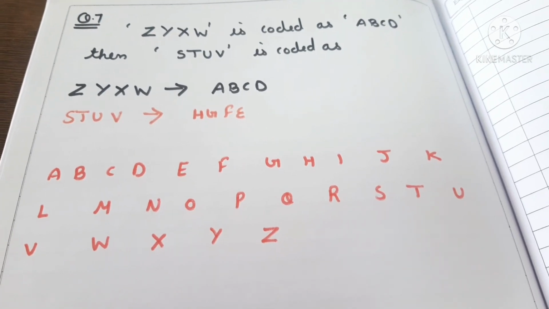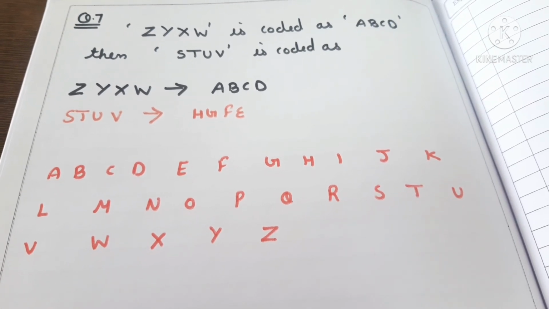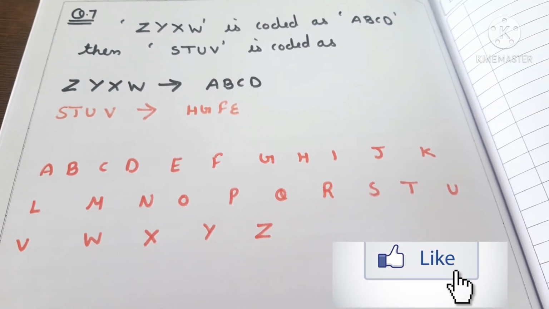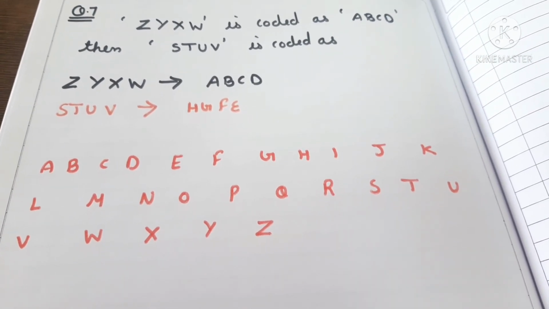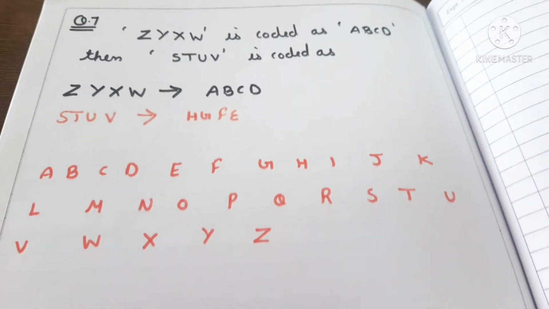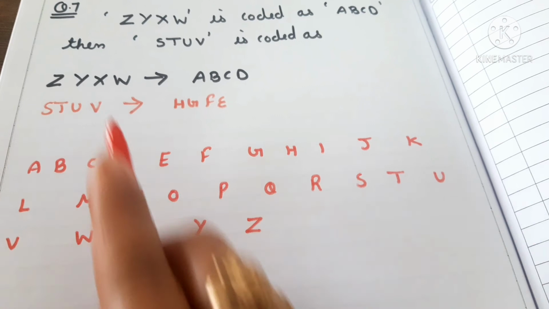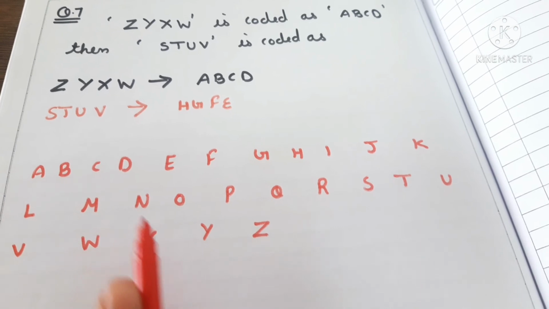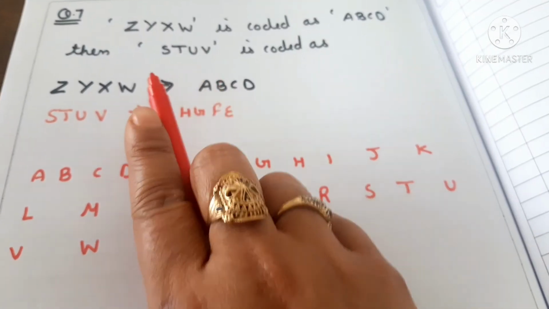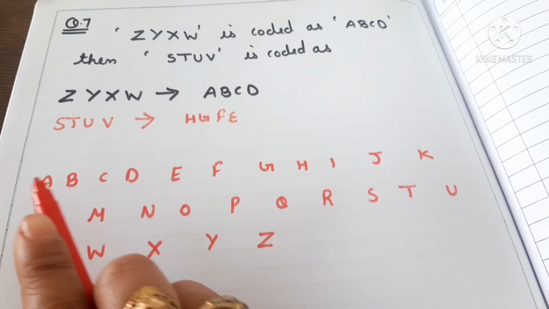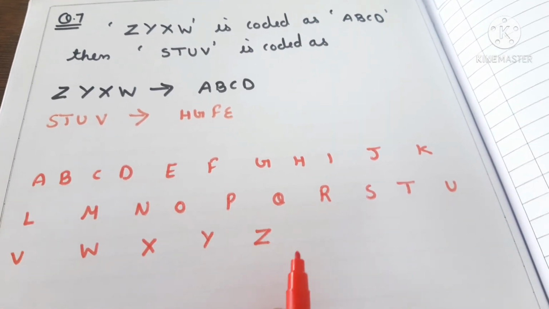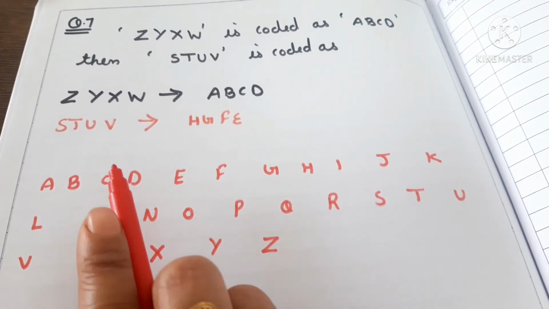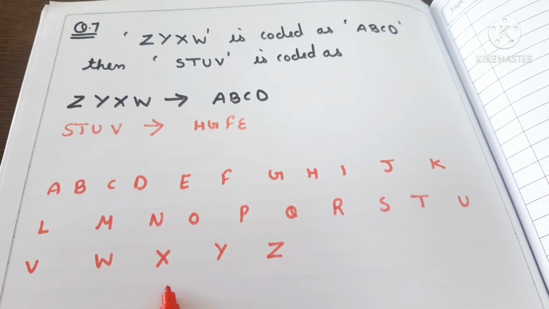Yes students, now move to the next question. In your next question, Z, Y, X, W is coded as A, B, C, D. Then how is S, T, U, V coded? See carefully the alphabet series that I had written. Z is coded as A, Y is coded as B, X is coded as C, and W is coded as D. It means the front first alphabet, then the last alphabet, then the second alphabet, then the second last alphabet, third alphabet, and then the third last alphabet, and so on.